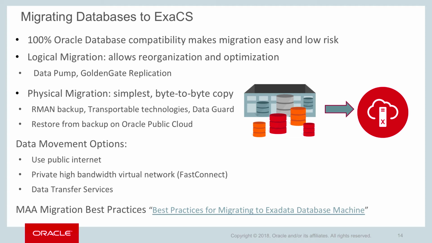To move your on-premises data from the servers to Oracle Cloud infrastructure, you have the following choices. You can use public internet, which sometimes can be unreliable, or you can use a private high bandwidth virtual network using the FastConnect service. And this would be recommended if you have large quantities of data that you wish to transfer from your on-premises data center to Oracle Cloud infrastructure. Or you can use the data transfer services when your database is in tens of terabytes.